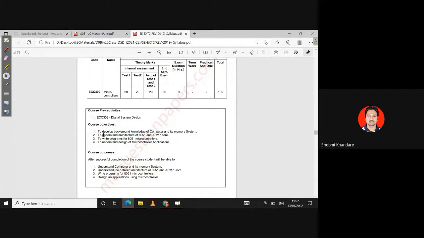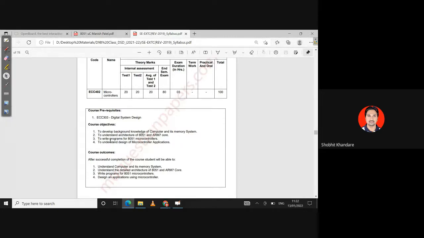Second one, to understand the architecture of 8051 and ARM7 core. As I have told you, in this subject you will be studying 8051 as well as ARM7. So these are the two basic important microcontrollers.